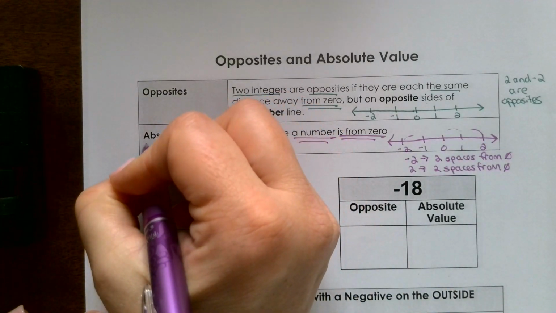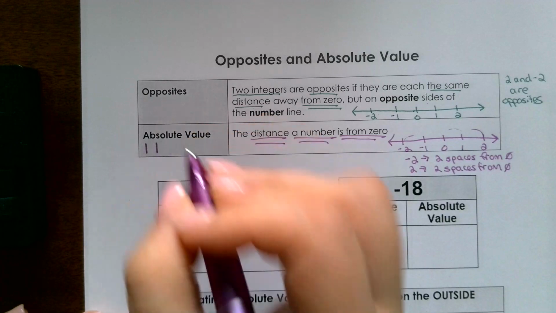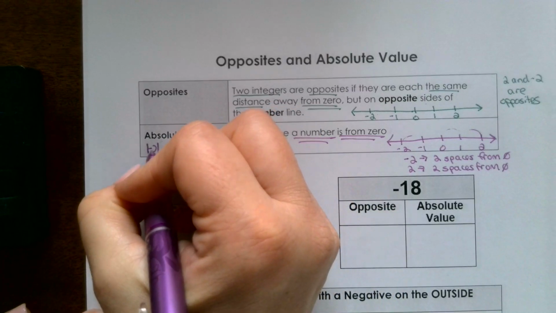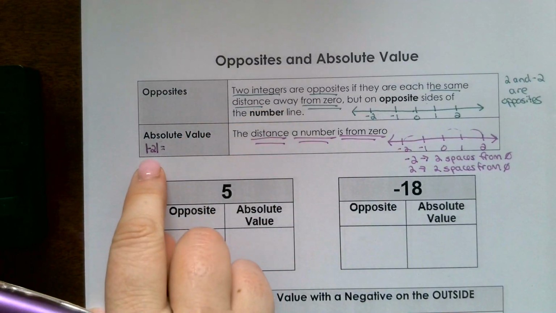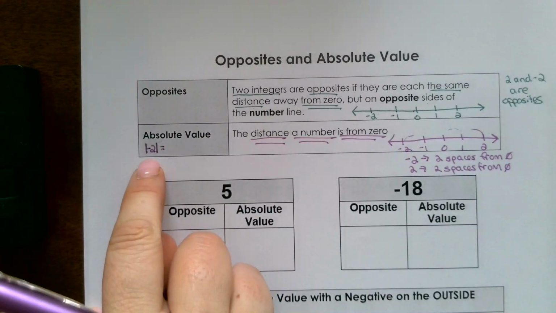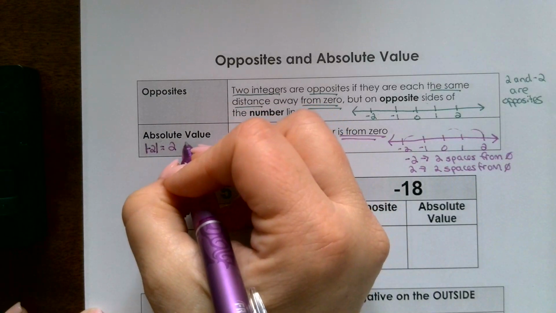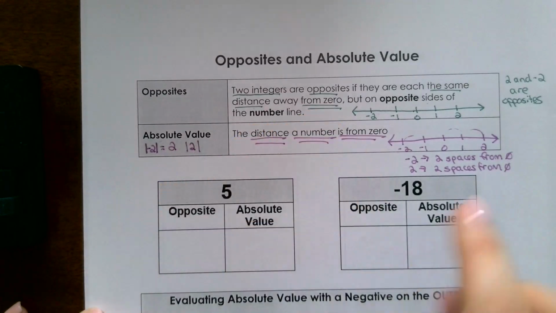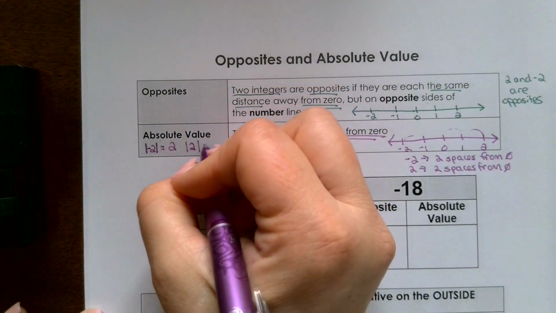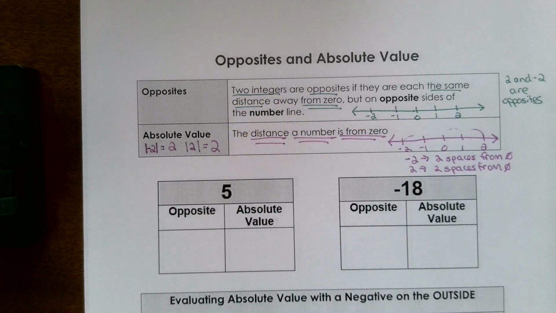We write absolute value using these bars. So I might write the -2, and those bars are asking me how far away is -2 from 0. Well, as you can see in this number line, it's 2 spaces. And if I wanted to write 2 there, how far is 2 away from 0? It is also 2 spaces.